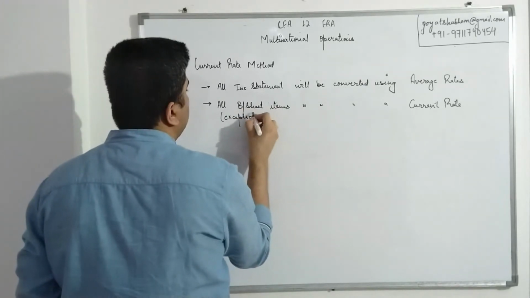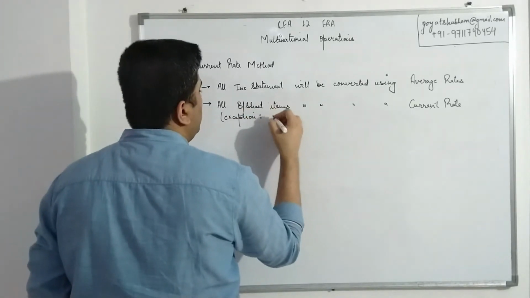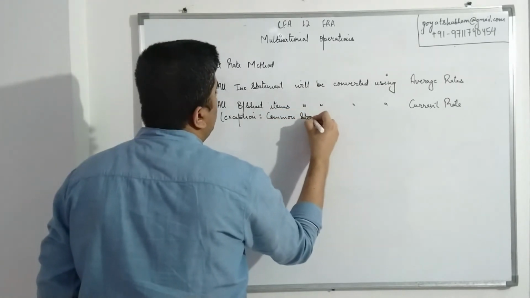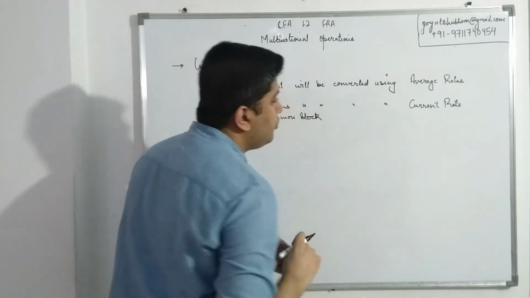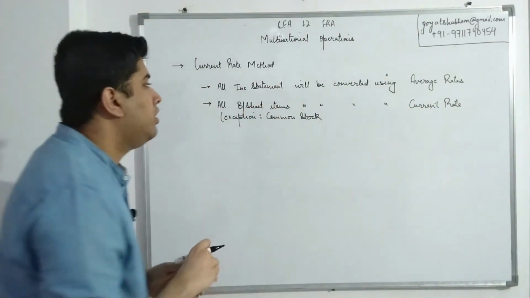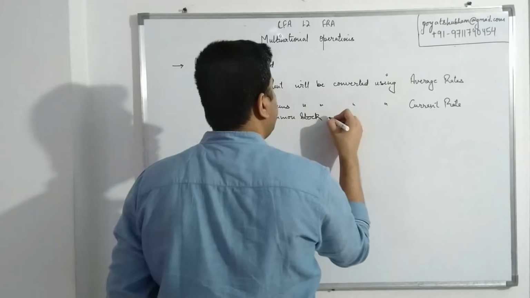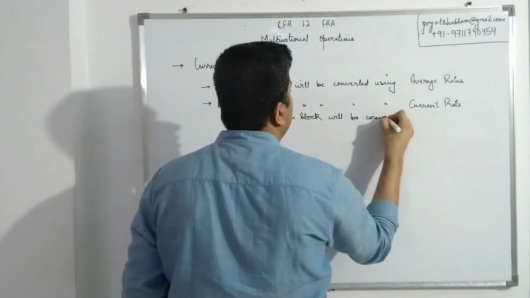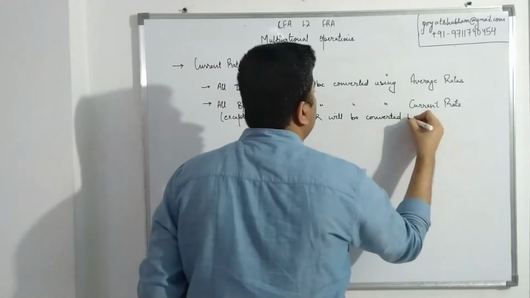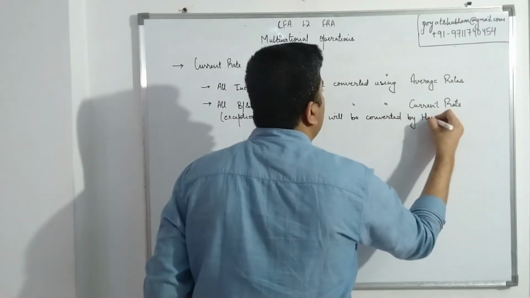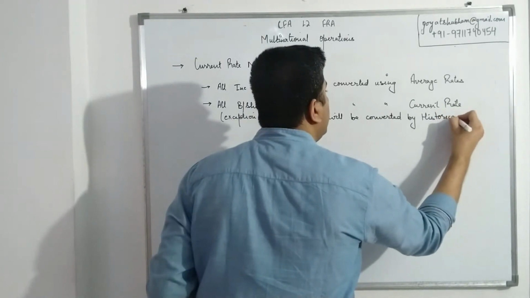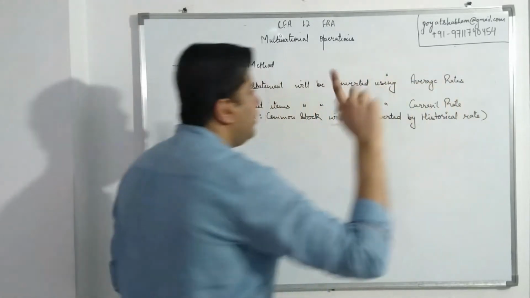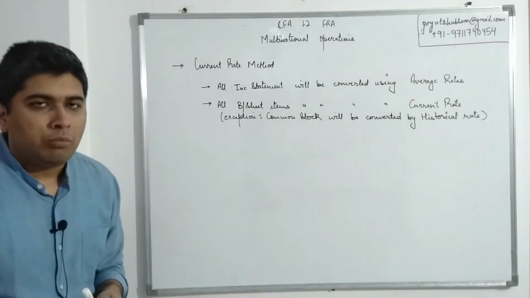Exception being common stock. Common stock will not be converted to a different currency using current rate. Rather, common stock will be converted by historical rate. So whatever the actual exchange rate was at the time when the equity shares were issued, that is the rate we will use to convert the value of common stock.